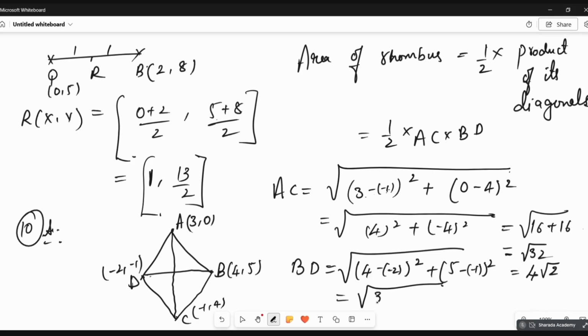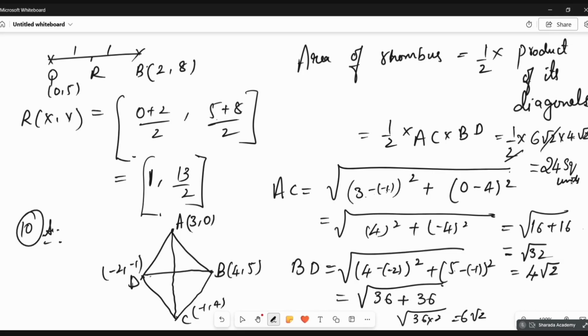6 square is 36 plus 5 minus into minus plus 5 plus 1, 6. 6 square is 36. Or it is like root of 36 into 2. That is, root 36 is 6, so you will get 6 root 2. Now this is equal to half into 6 root 2 into 4 root 2. Root 2 into root 2 is 2 and that will cancel with the denominator. You will get 6 fours are 24, 24 square units.